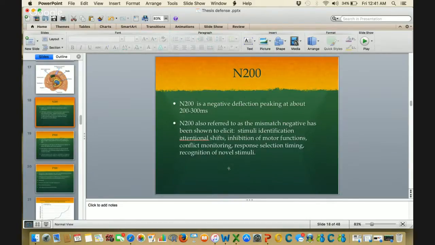A little bit about the N200. When we look at the N200 in the EEG, it's a negative deflection peak at about 200 to 300 milliseconds after the stimuli has been presented. And it's also referred to as the mismatch negative because it's been shown to identify stimuli, attentional shifts, inhibition of motor functions, conflict monitoring, response selection timing, and recognition of novel stimuli.